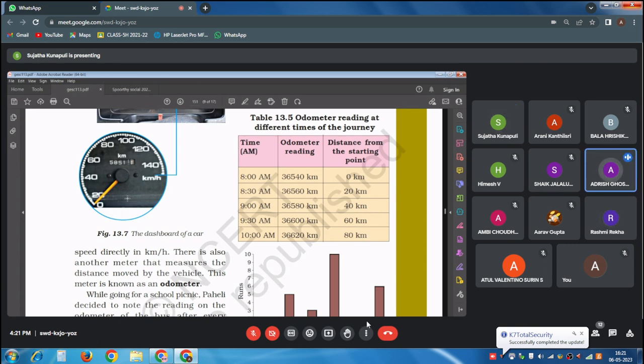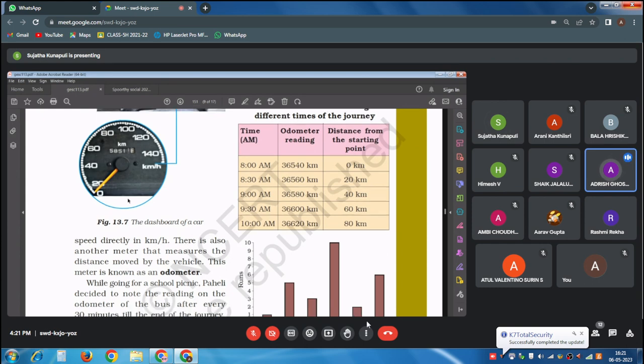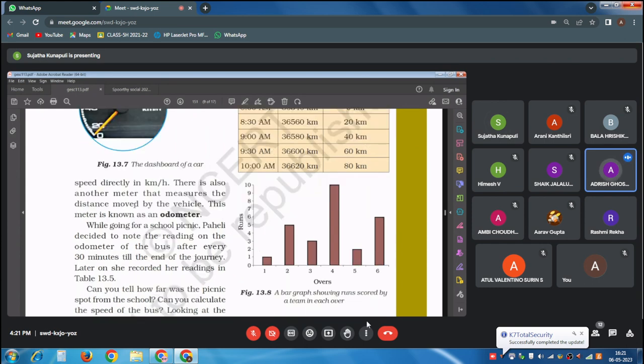Ma'am, if we do some maths, we can calculate how much we went, ma'am, if we do some hard mathematics. That's what I am telling. How much distance we have traveled, all those things we can come to know.